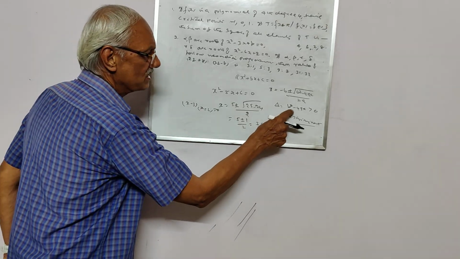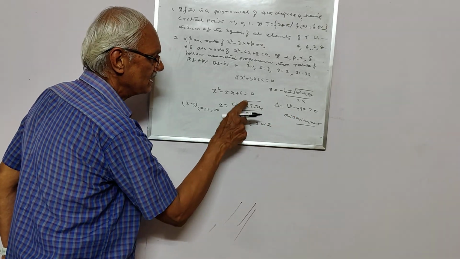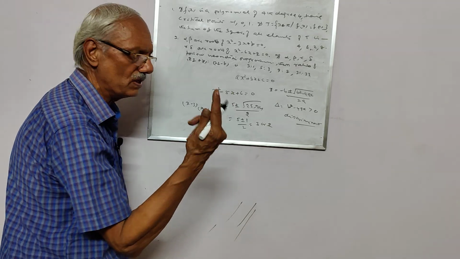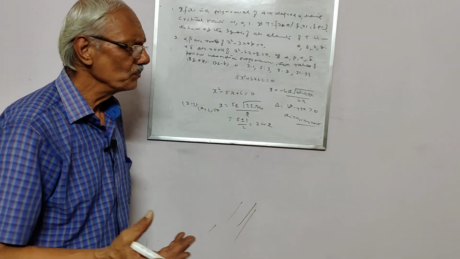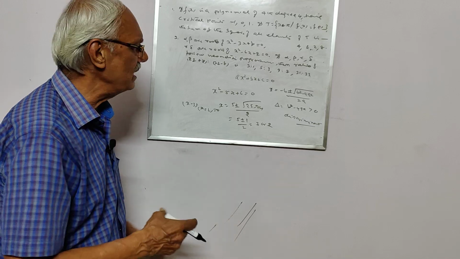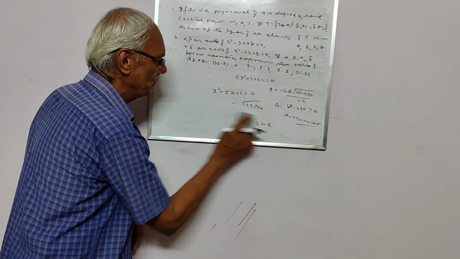That means b squared minus 4ac is greater than 0. 1 is a positive number. Therefore, you get two roots which are real numbers. Real numbers, in the sense that they can also be negative. For example, I will give you another example.